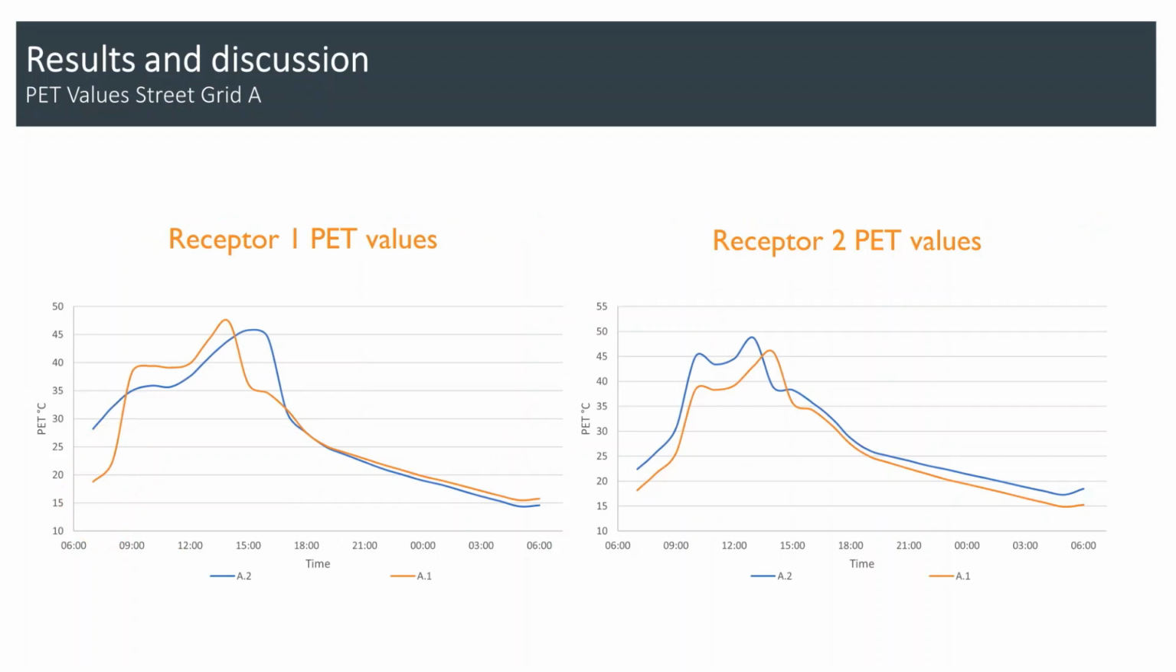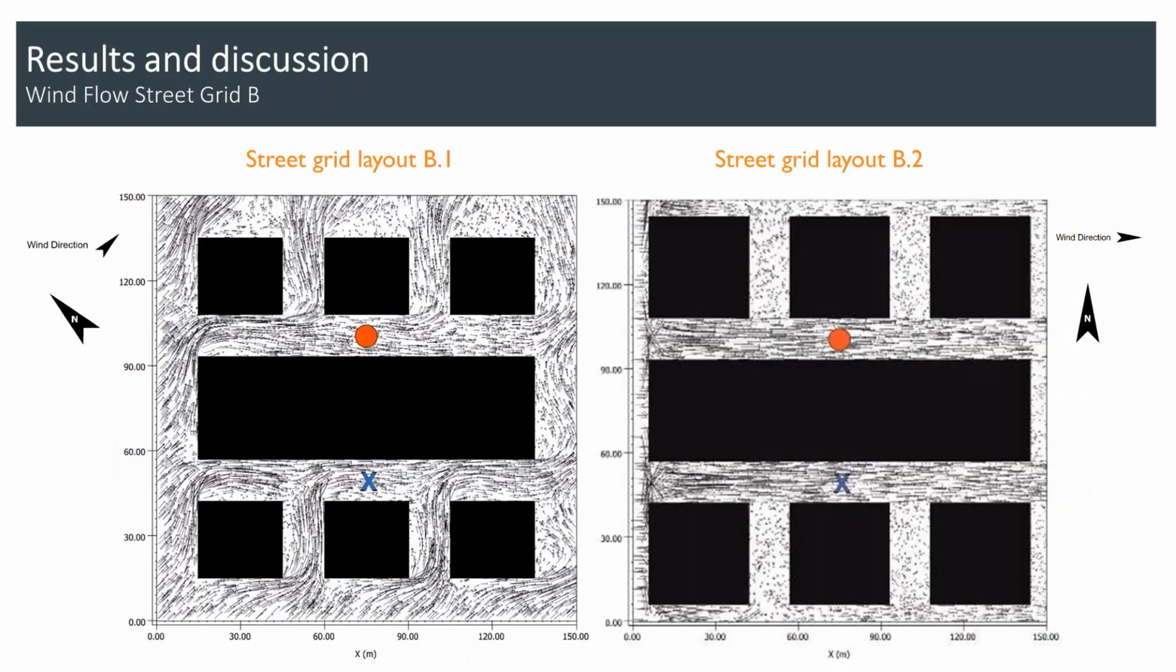The PET values reflect the time the receptors have been exposed to direct solar radiation. The change of orientation of the plot changed the areas that the sun would reach at different times of the day. And when inspecting the shadows cast by the buildings for both of the scenarios, it was concluded that scenario A1 has the least duration of direct sun radiation.